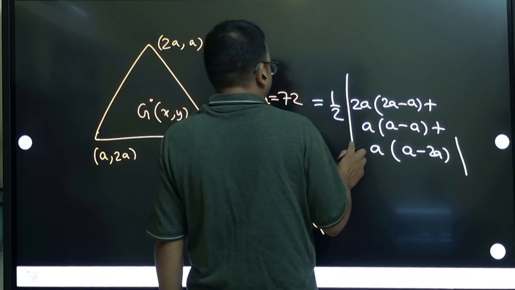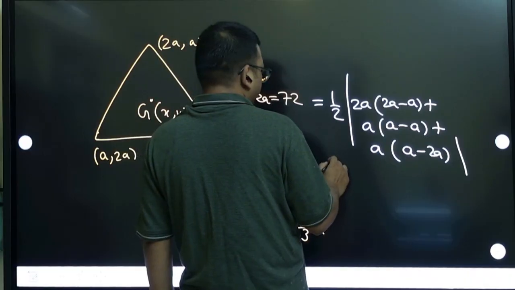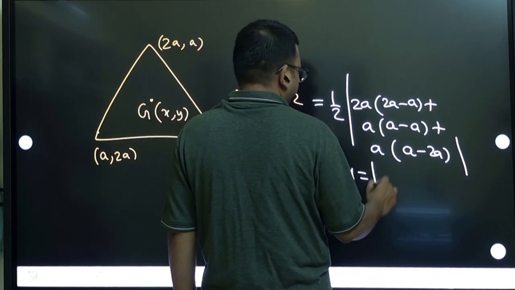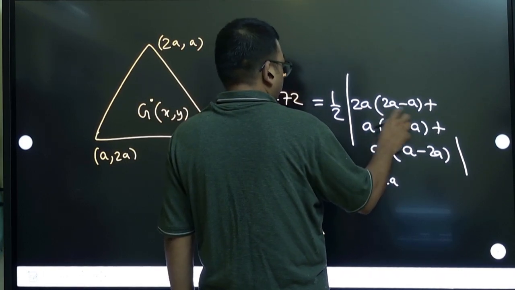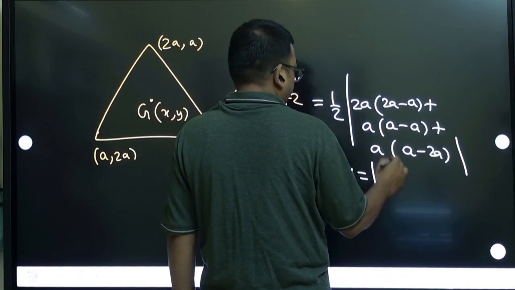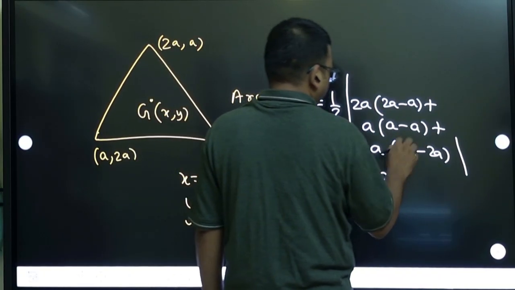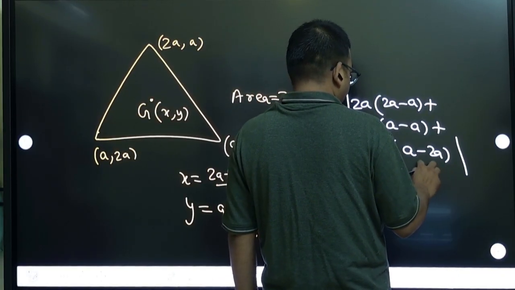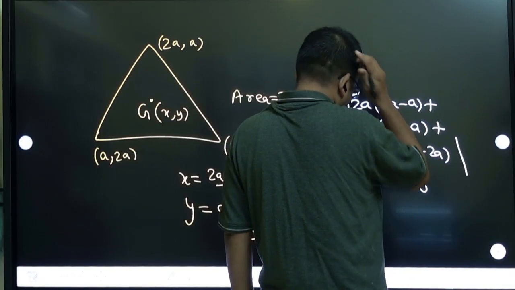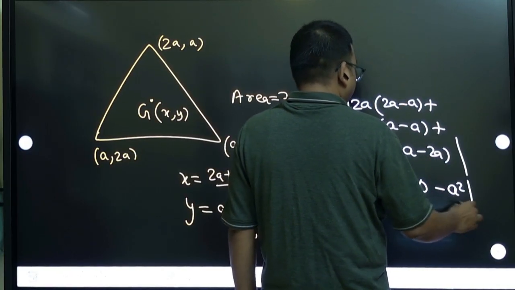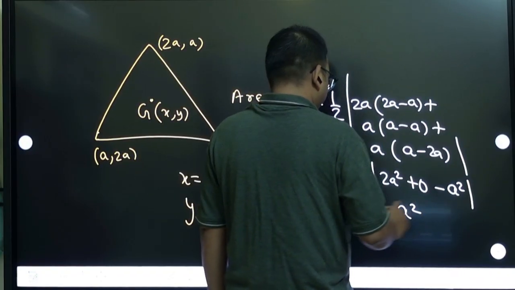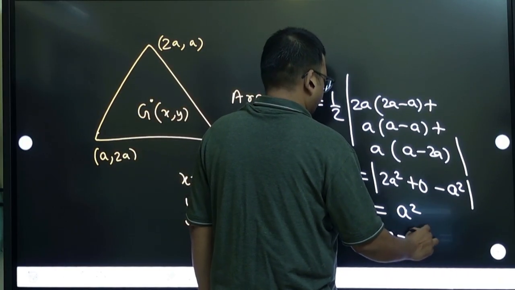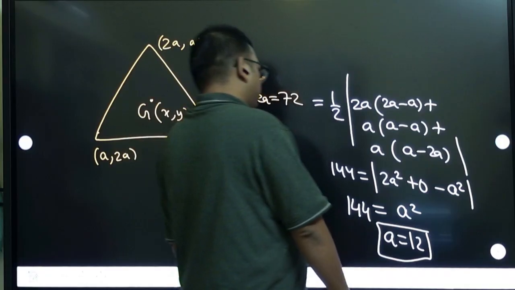So from here, I'll multiply cross, so this becomes 144, and this becomes magnitude, so 2a. 2a minus a becomes a, so 2a into a is 2a square. This becomes 0, right? And this becomes a into minus a square. Okay, so that means a square is equal to 144. So a becomes equal to 12.